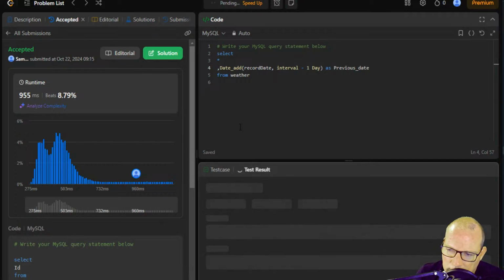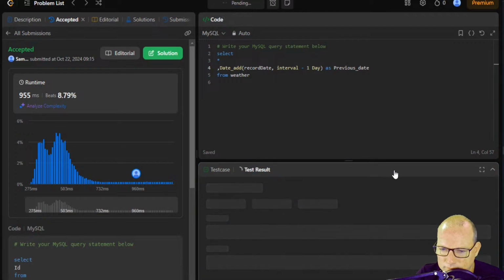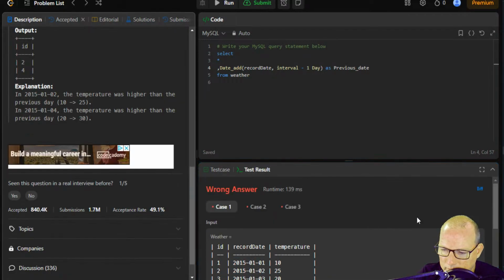Because you can do this plus, minus, however, oops. I didn't mean to run that. Let's hear. Let's be faster. All right.